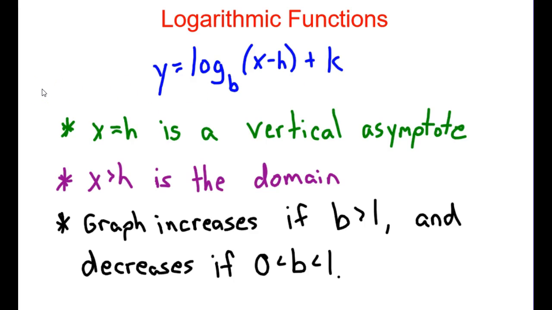A few key factors for this function: x = h is a vertical asymptote, x > h is the domain, and the graph increases if b is greater than 1. The graph will decrease if b is between 0 and 1.